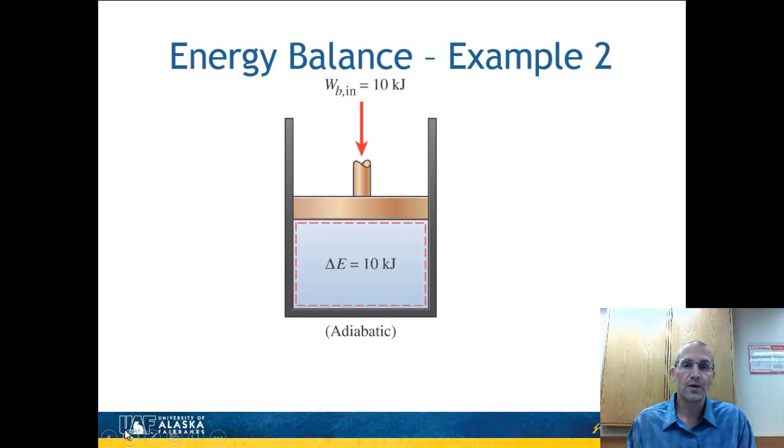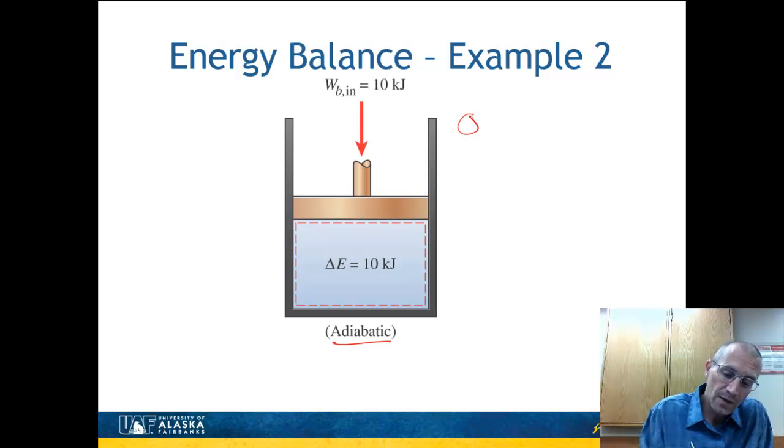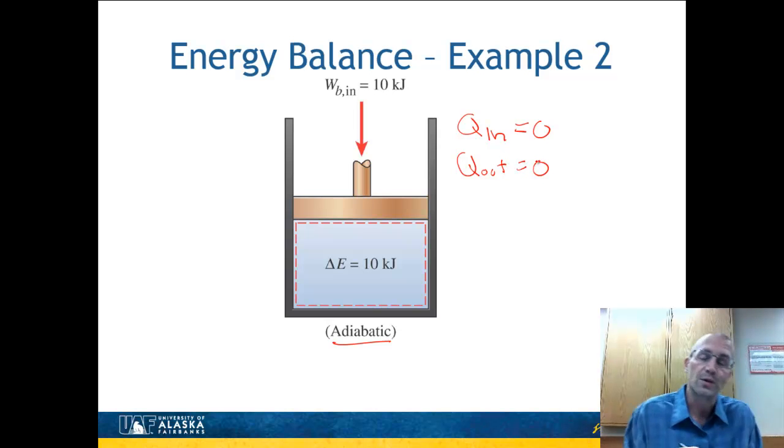Let's go ahead and look at another example where now what we have is a work interaction. First of all, from this diagram, there's a word here that says adiabatic. And whenever you see the word adiabatic, it has a very particular meaning in thermodynamics. It means that there's no heat transfer. So what that says is that Q going in is equal to 0, and also Q going out is equal to 0. So it's a key term when you read problems related to adiabatic systems.